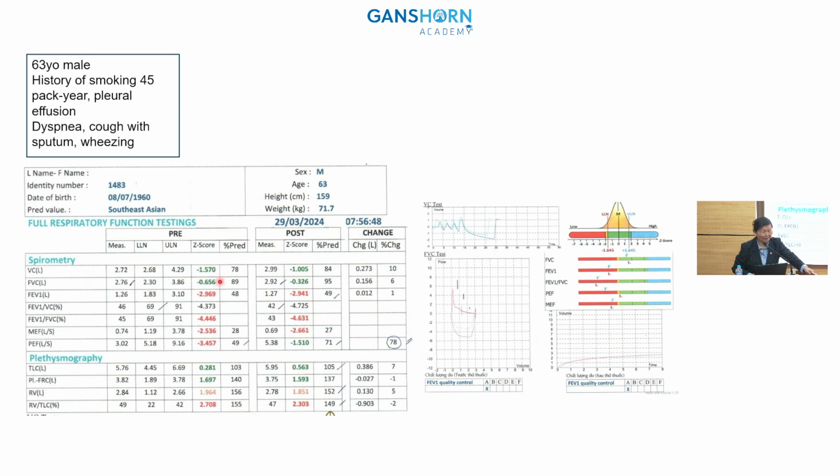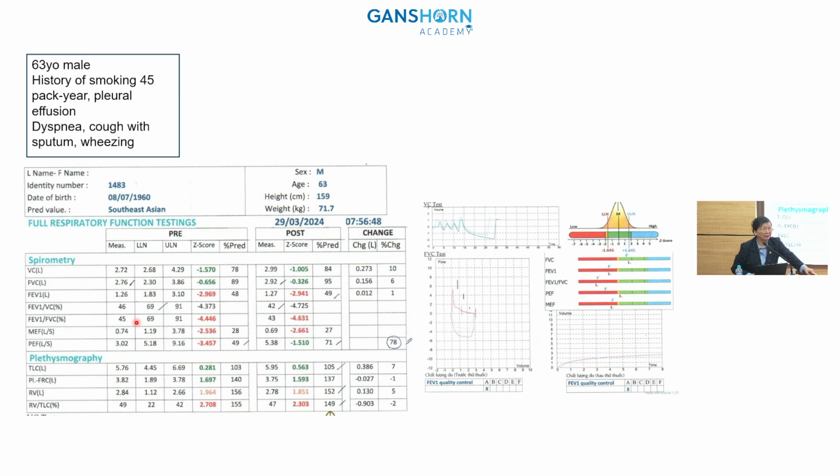Here we have the VC and FVC is normal. Yes, the green one is the normal one. So there is no restriction. No restriction. But how about the ratio? Which ratio will you use? 46 or 45?